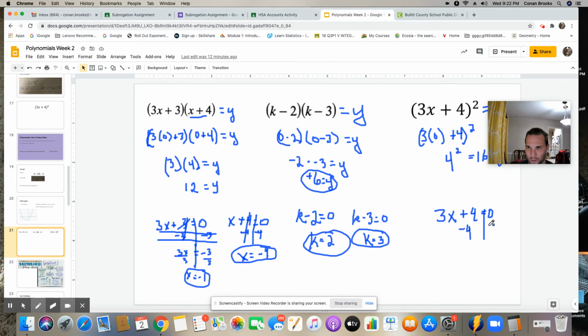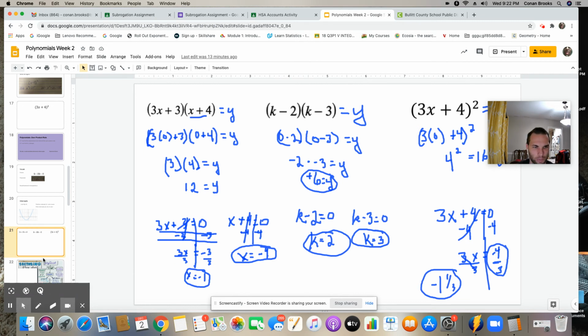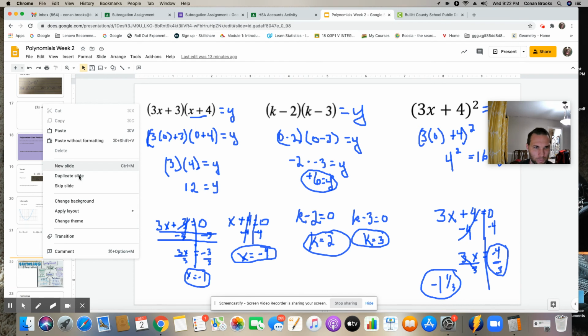All right, so minus 4. And that cancels. And we have 3x is equal to negative 4. And divide by 3. And that is going to be your x-intercept, or your solution. Negative 4 over 3. You can also write that as negative 1 1/3. It's the same thing. It doesn't matter. Okay? All right, let me show you this kind of pattern one more time.